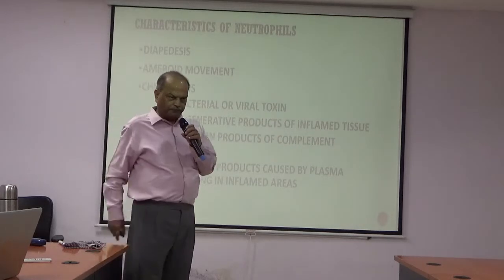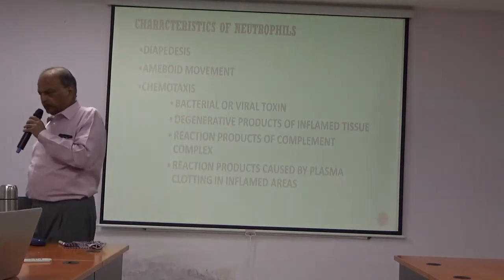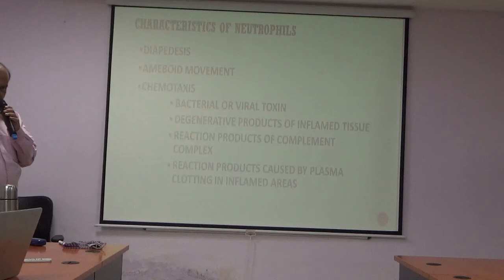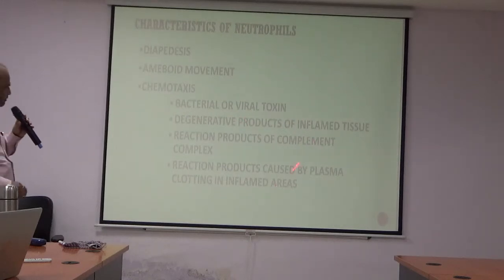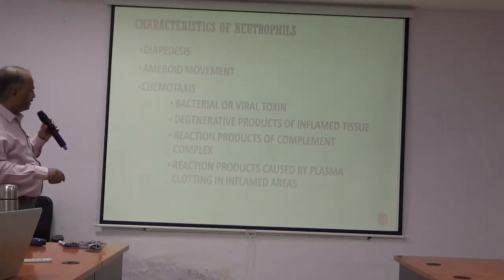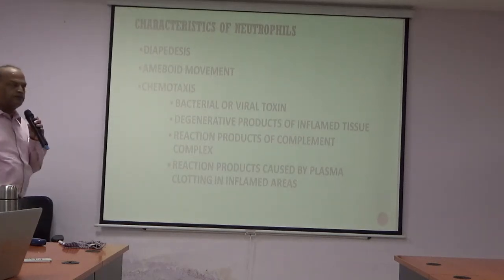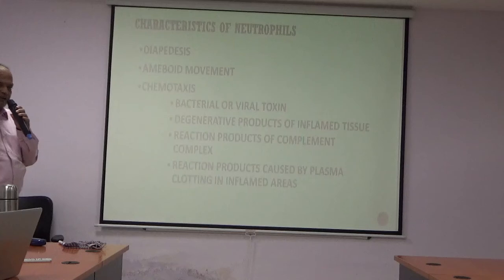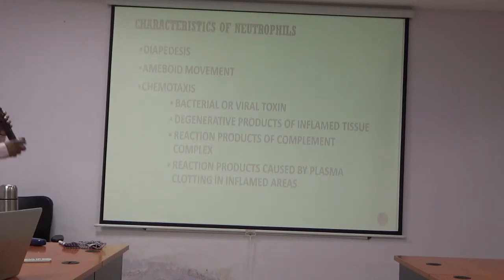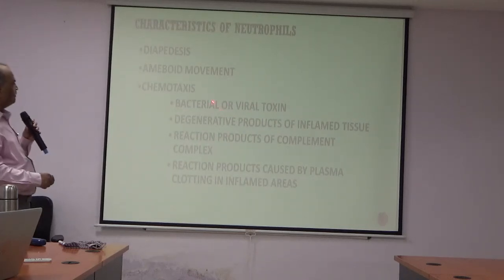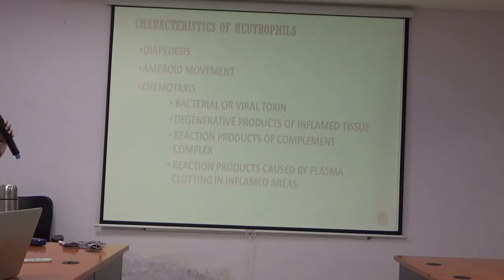All these four induce chemotaxis. That means under the influence of all these chemicals, the neutrophil tends to move towards where the genesis is. So, under the influence of this, there is an aggregation of neutrophils that takes place. That means a large number of neutrophils can accumulate where these chemicals are being produced.